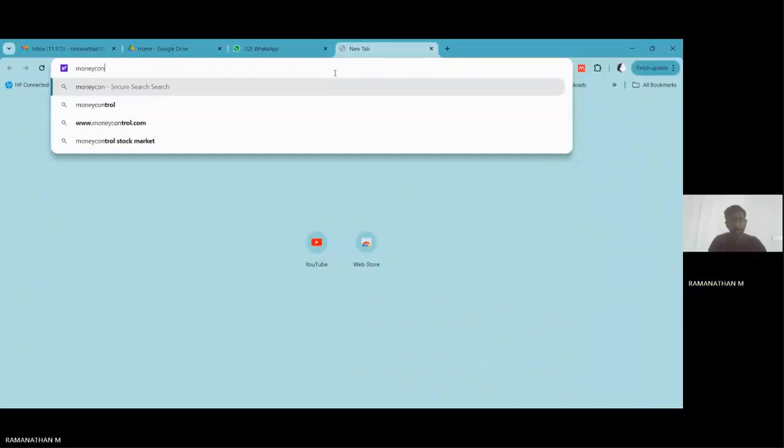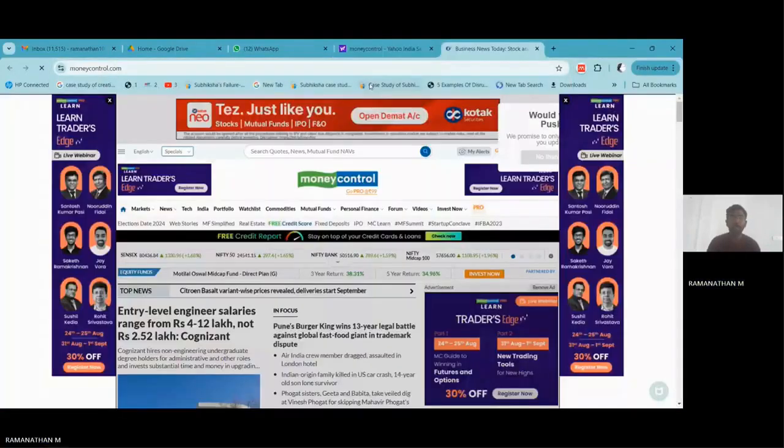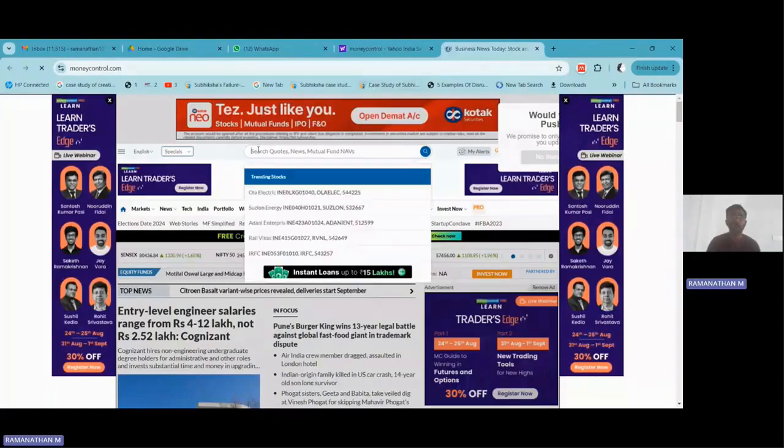Yes. Let me type Moneycontrol. Moneycontrol is a website where you can view a company's financial details, and you can know what the whole financial market is all about. Everything will be there. So let me type a company name, so that we can see their financial statement, how they are performing, and so on. Fine.